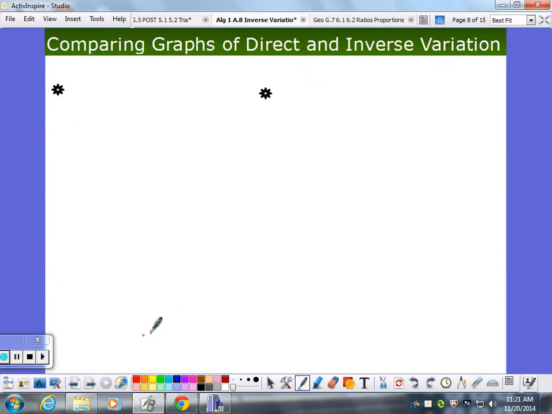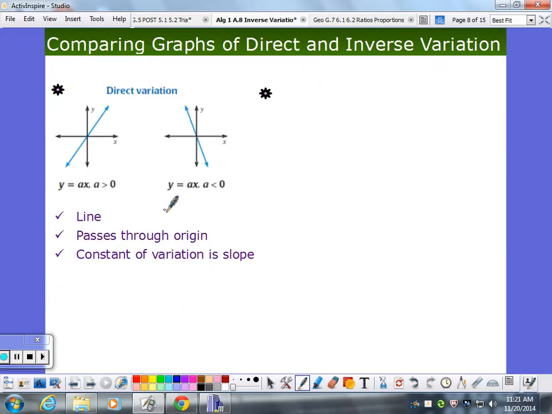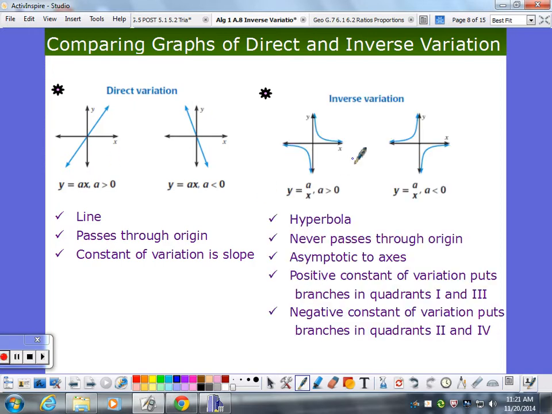All right? So the only reason I'm asking this is so we can compare the graphs. Direct variation, line through the origin. Kind of easy. An inverse variation is a hyperbola. You might see them in quadrants 1 and 3 for a positive k, or quadrants 2 and 4 for a negative k, but they always kind of look like this.